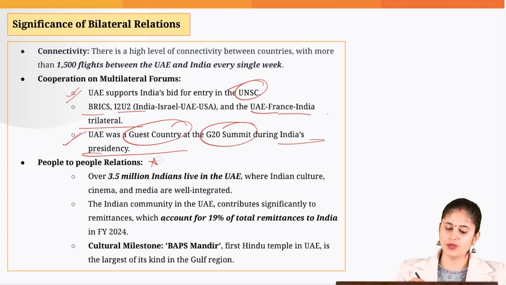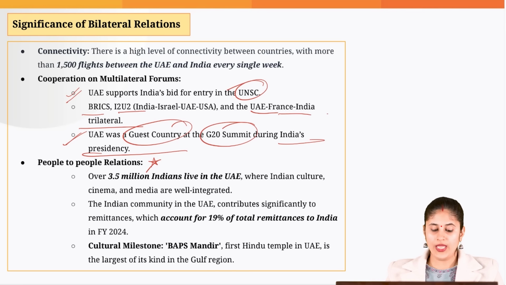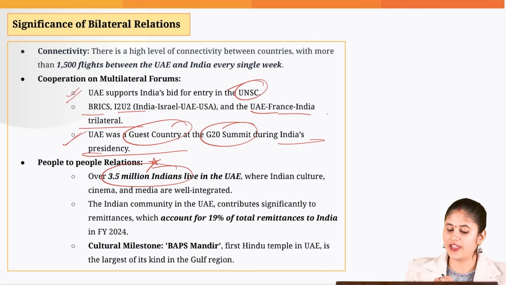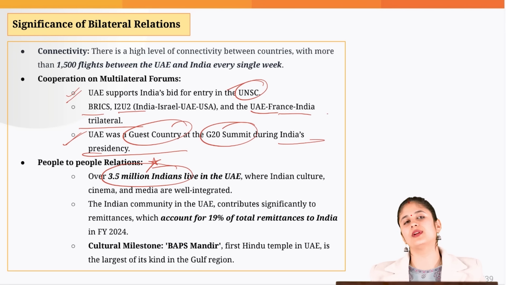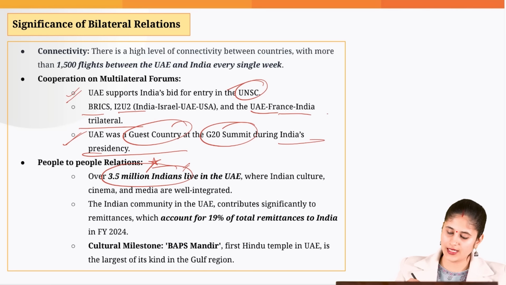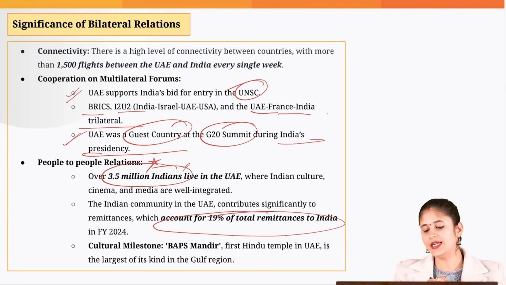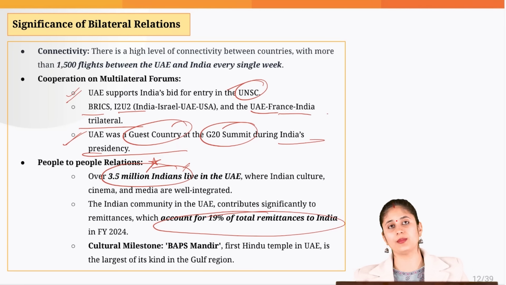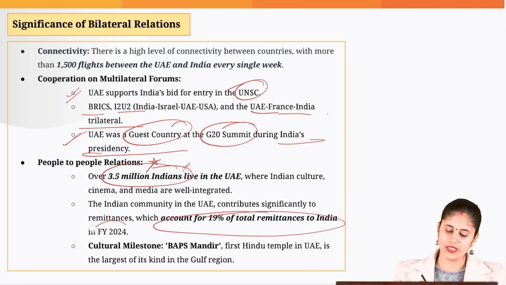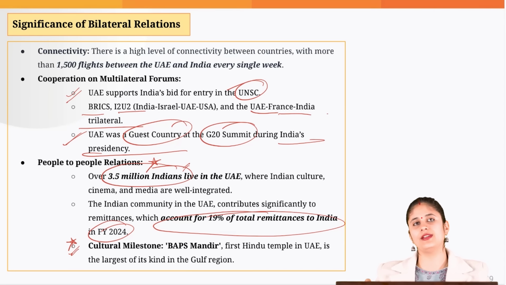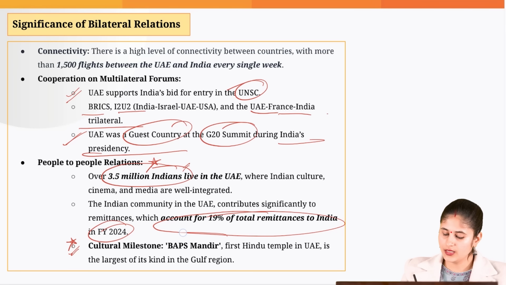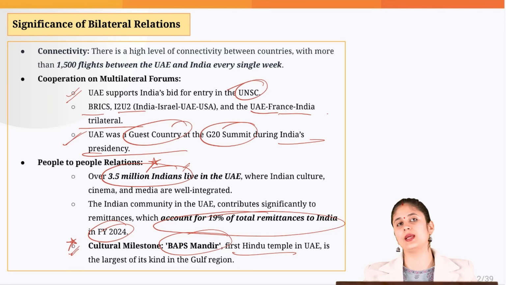Then we also have good people-to-people relations. We have around 3.5 million Indians living in UAE, and when you have an Indian diaspora abroad, you also get the benefit in the form of remittances. So this Indian diaspora accounts for around 19% of the total remittances which came to India in financial year 2024. And one important milestone with respect to UAE in the cultural domain is the BAPS Mandir, which is the first Hindu temple in UAE.